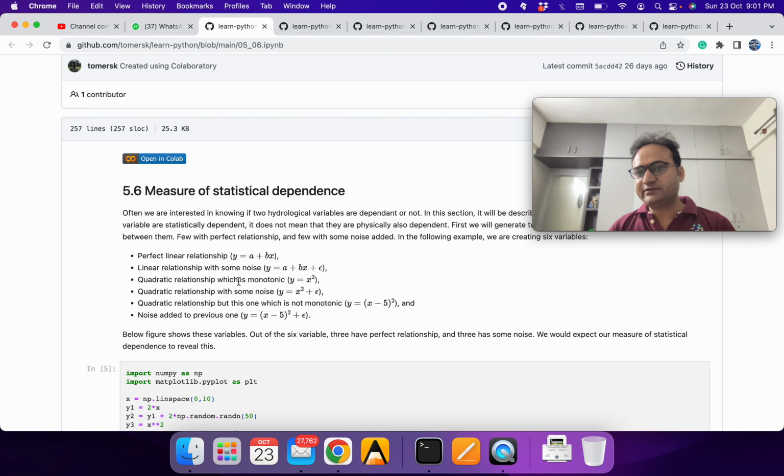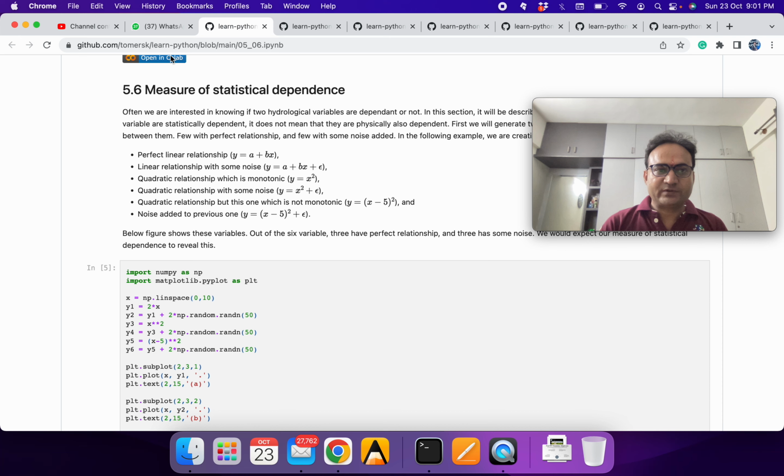Monotonic means mathematically that the slope is either always positive or always negative, with the same sign. We say monotonically increasing when the slope is always positive, or monotonically decreasing when the slope is always negative, but it's monotonic. Then the second one, monotonic with some noise. The third is not monotonic, and the fifth and sixth are not monotonic but also have noise. So let's open this in Colab.